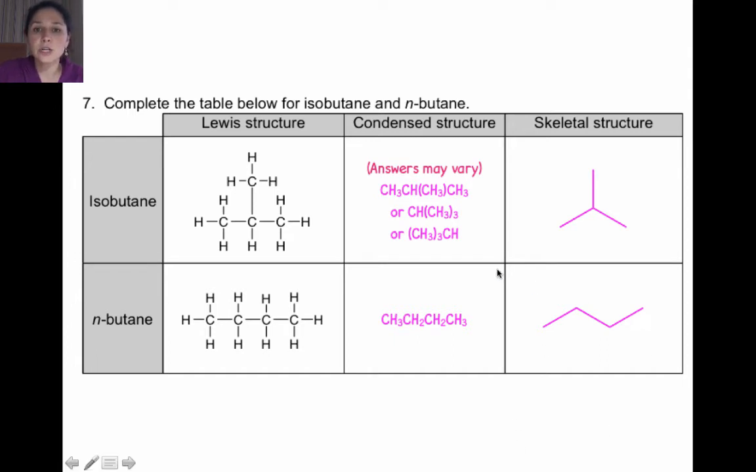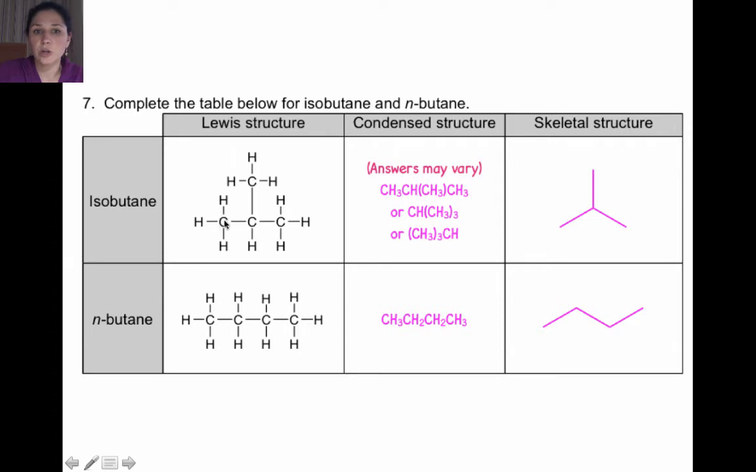For the condensed structures, there are several different ways that you could do the first one. The second one is pretty simple. You draw a carbon with the 3 hydrogens attached, then the next carbon with the 2 hydrogens attached, then the next carbon with the 2 hydrogens attached, and then the next carbon with 3 hydrogens attached. So that's one way you can do it. And for this one, there are several different ways.